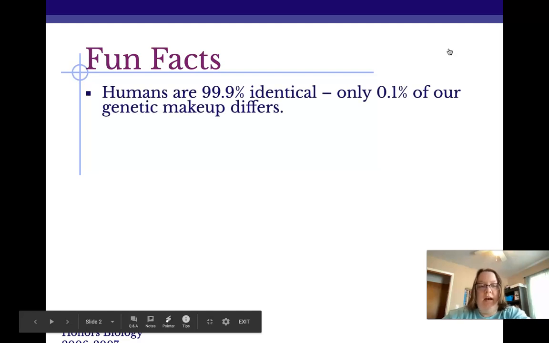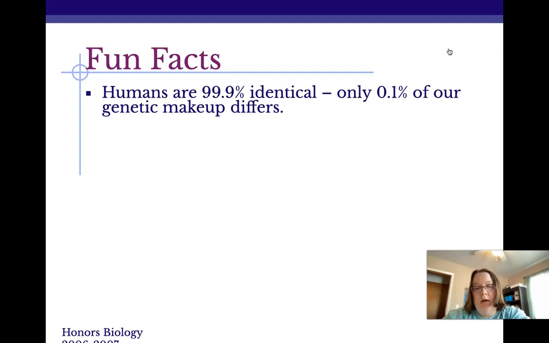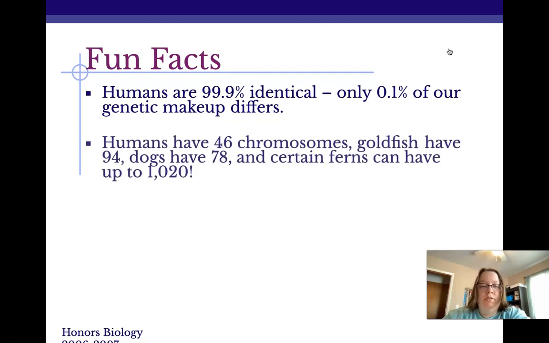Alright, so to begin, just some fun facts. All humans are roughly 99.9% identical, which means only 0.1% of our genetic makeup differs from person to person. As far as number of chromosomes, humans have 46 chromosomes, goldfish have 94, dogs have 78 chromosomes, and some ferns, those are green plants, can have up to 1,020. What this tells us is that the number of chromosomes does not determine the complexity of living things. Humans are much more complex than goldfish, dogs, or ferns, but all goldfish, dogs, and ferns do have more chromosomes than humans have. So complexity and chromosome number are not related.